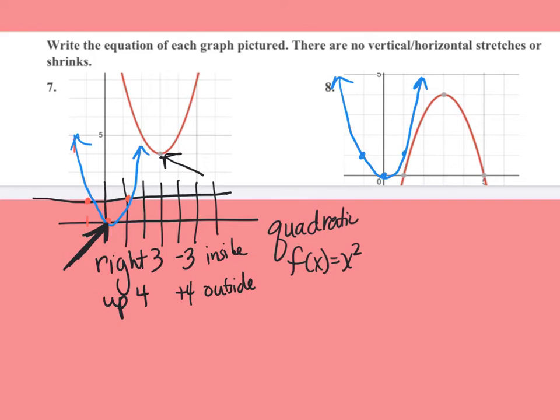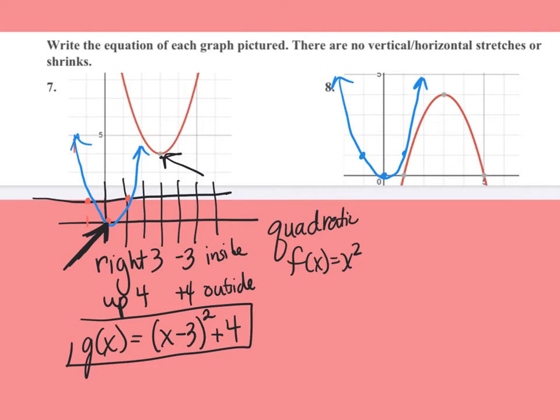I'm going to put those movements inside of the function g of x. I just made a new function. g of x equals, inside with x you put minus 3, the square goes on the outside, plus 4 goes on the outside also. And that would be the equation for number 7.